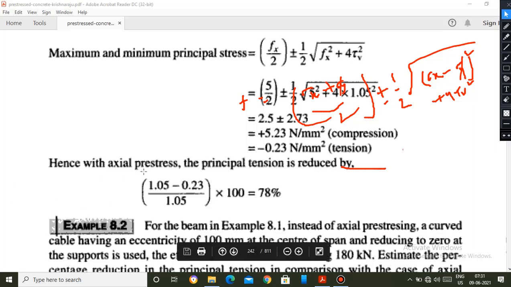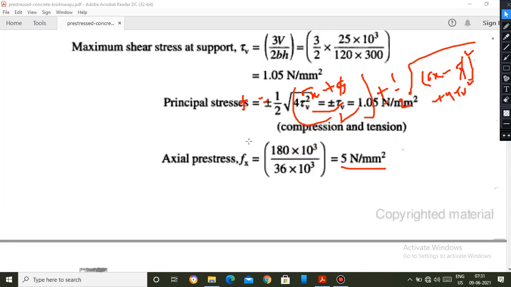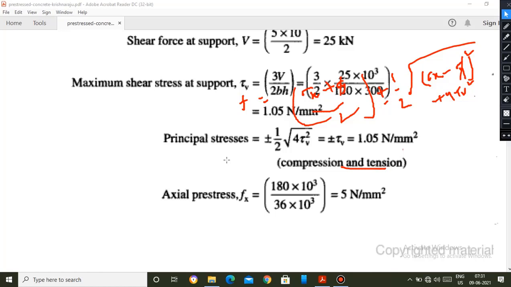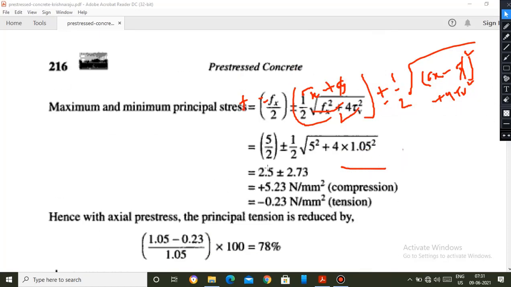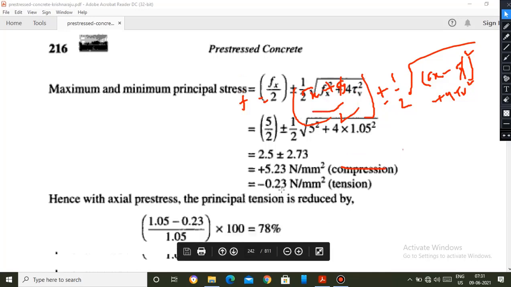That means before axial pre-stress, what principal tension was developed, and after the pre-stressing, what principal tension is developed, that we have to calculate. If you observe here, before the axial pre-stressing force, we have the maximum shear stress at the support equal to 1.05 Newton per mm square in both tension and compression. Whereas by giving this axial pre-stressing force, we get the principal tensile stress in the tension direction as minus 0.23 and in compression plus 5.23.